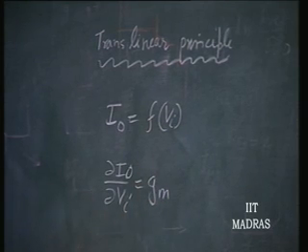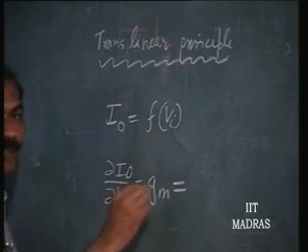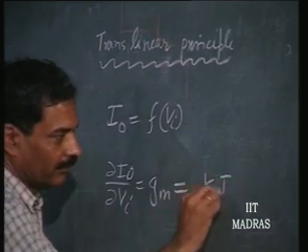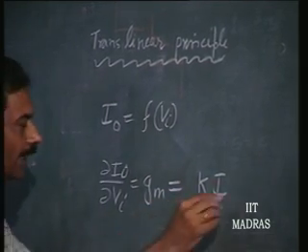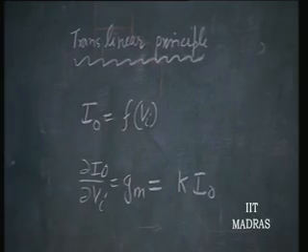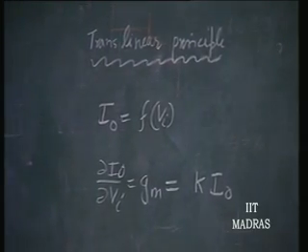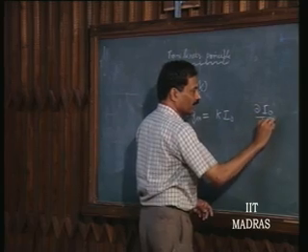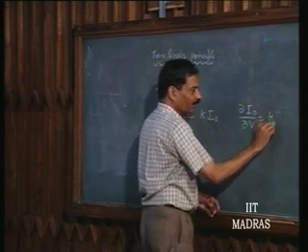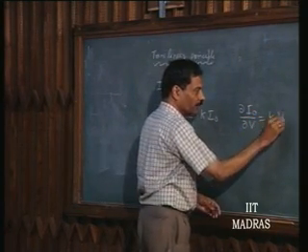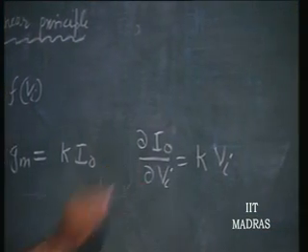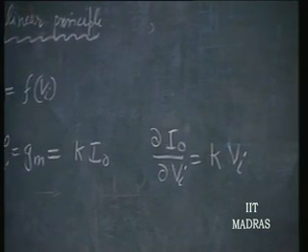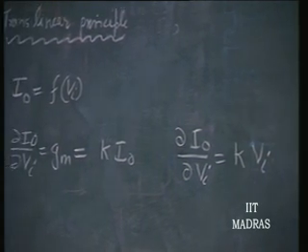The transconductance should be linear with respect to what? Current. So, transconductance should be linear with respect to output current. This is one thing. Another way is transconductance should be linear with respect to input voltage. These are the two things possible. So, what does it mean?